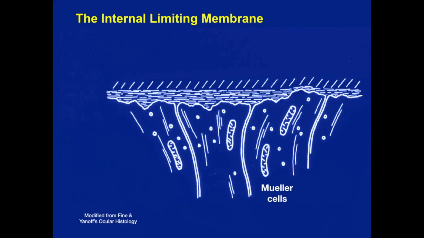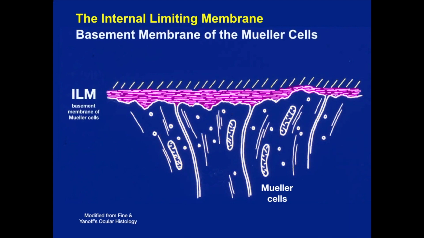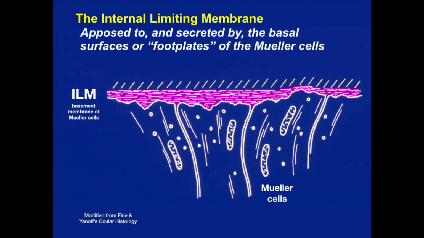The internal limiting membrane is the basal lamina or basement membrane of the Mueller cells. It is the only one of the retinal membranes that is a true basement membrane. The ILM is secreted by and opposed to the basal surfaces or footplates of the Mueller cells.